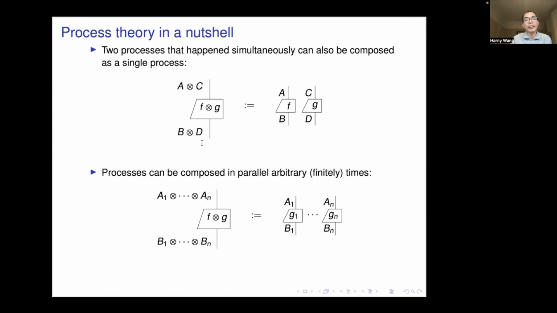Of course, if a finite number of them happen at the same time, let's say G1 to Gn, I can compose them. That means I put them together and see them as a big process. So at the same time, a lot of processes happen. Okay, so these are basically two basic ways to compose processes: either they happen sequentially, or they happen at the same time.